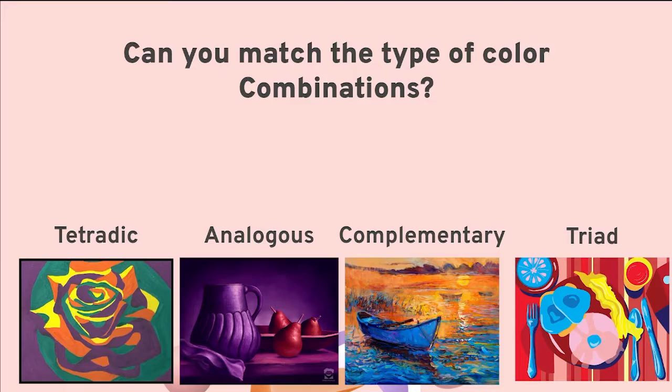The third one is complementary. The blue and the orange work together so nicely that it feels very three-dimensional. The fourth one is triad. As you can see, the person who made this was very kind to make the yellow, blue, and red mix together so very nicely.